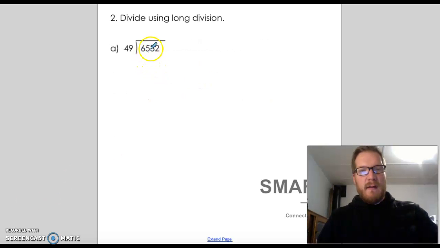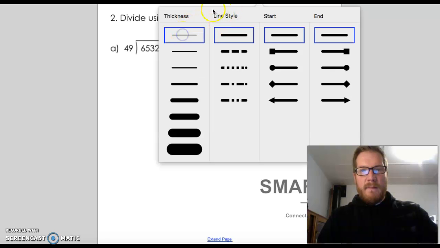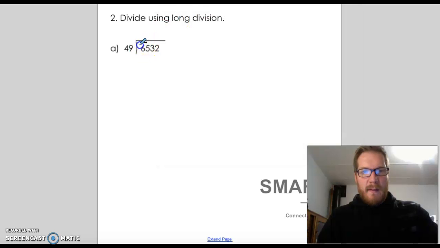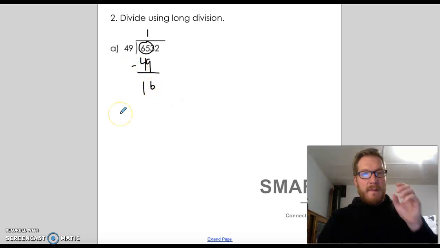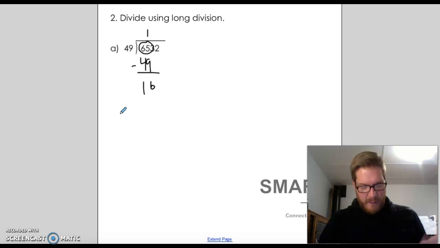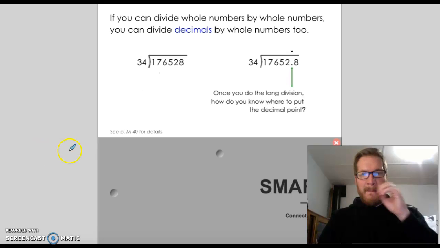Then it says to divide using long division, so I'm going to just make a thinner line. And I'm going to be dividing 46 just into 49 into 65. So I'm going to say it goes once, and that's going to give me a difference of 16. I do my division. Okay, so at this point you can stop, or pause the video rather, and you can work on numbers 2 and 3, and then you can pick it up again.